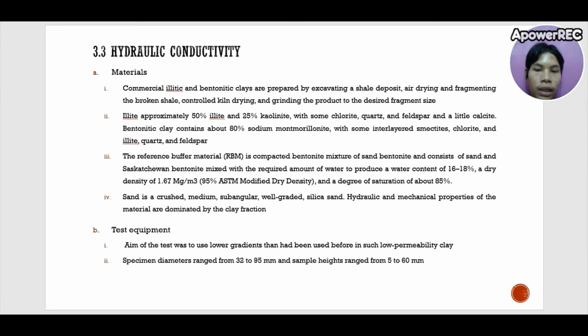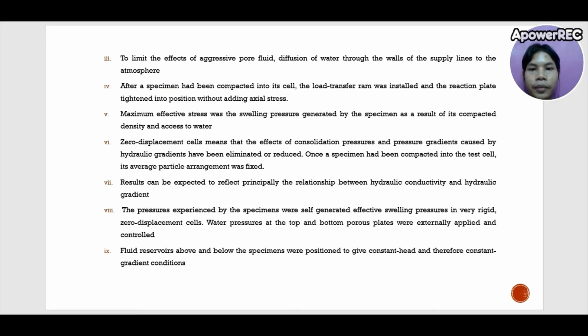Next is the test equipment. The aim of the test was to use lower gradients than had been used before in such low permeability clay. Specimen diameters range from 32 to 95 mm, and sample heights range from 5 to 60 mm. To limit the effect of aggressive pore fluid and diffusion of water through the walls of the supply lines to the atmosphere, after the specimen had been compacted into its cell, the load transfer ram was installed and the reaction plate tightened into position without adding axial stress.